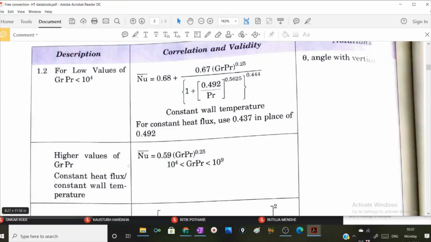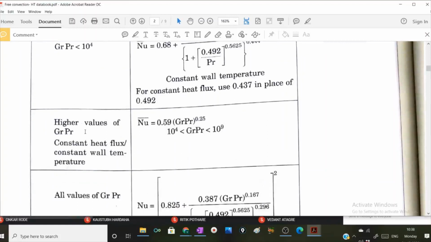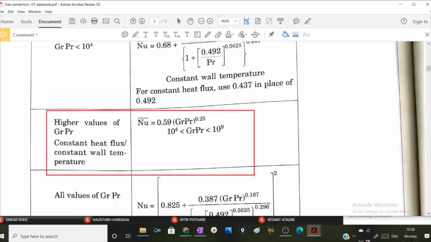Then for higher values of GrPr and boundary condition is constant heat flux or constant wall temperature. So higher values means value GrPr greater than 10 to power 4. I can select this expression: Nu bar is equal to 0.59 (GrPr) power 0.25, and value of GrPr is ranging from 10 to power 4 to 10 to power 9. The value of GrPr in our case is lying between this range.